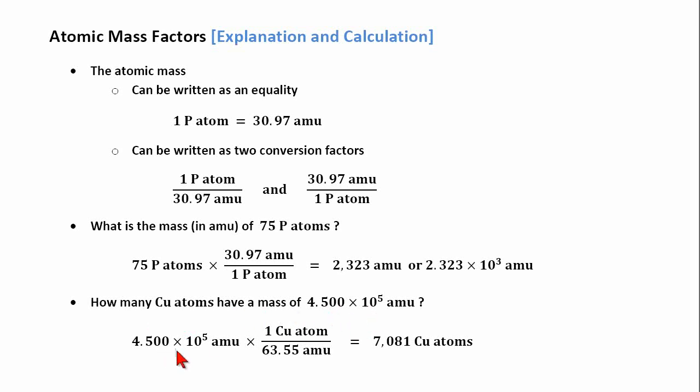We can also calculate how many copper atoms have a mass of 4.5 times 10 to the 5 AMU by just taking 4.5 times 10 to the 5 AMU and multiplying it by the conversion factor, which is just determined by simply pulling out the periodic table of elements, looking up copper, and writing this conversion factor. And then you get the number of copper atoms.